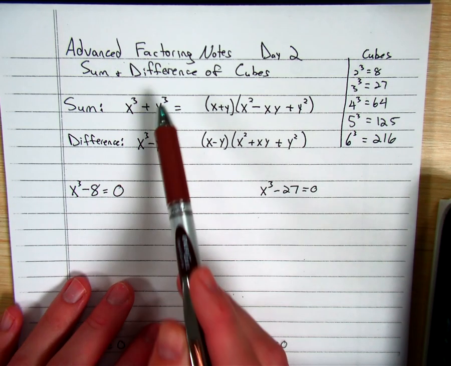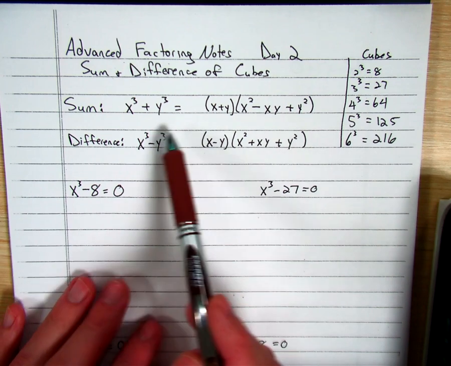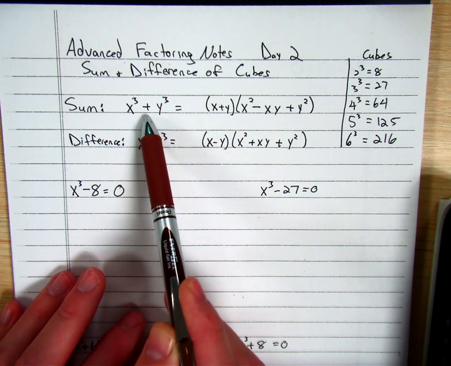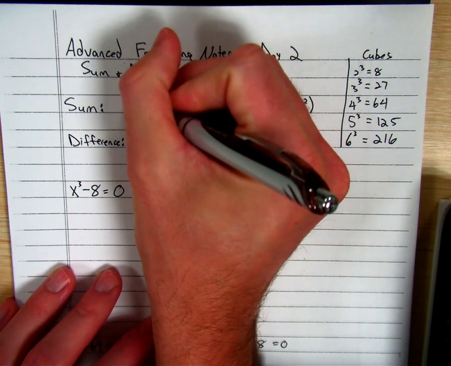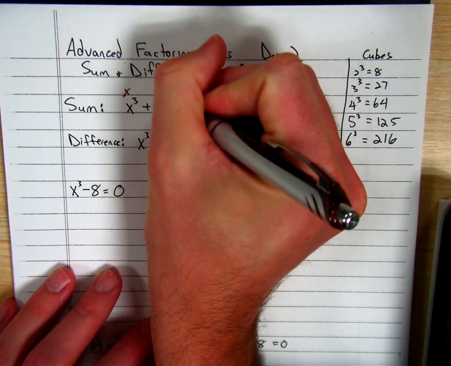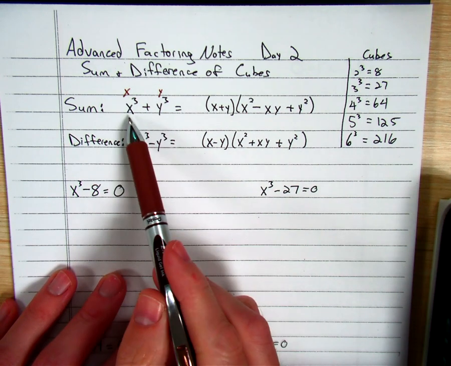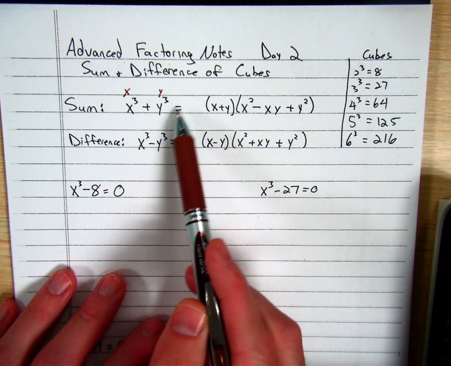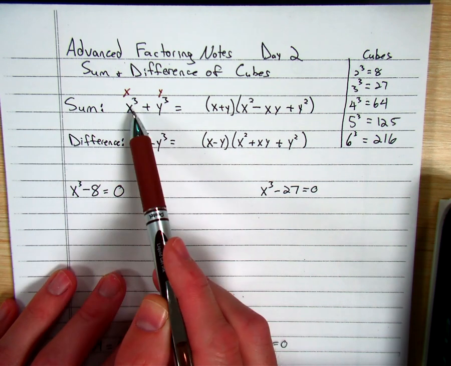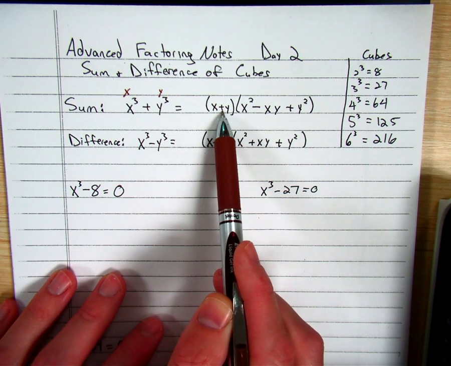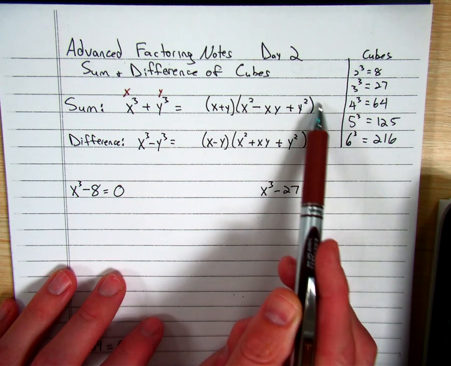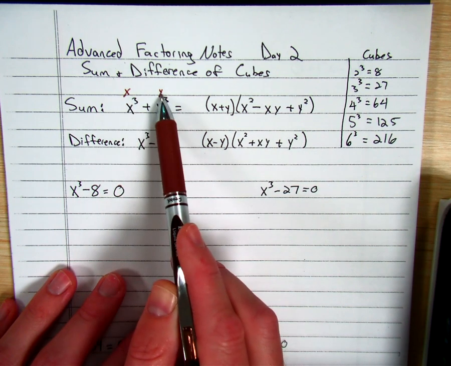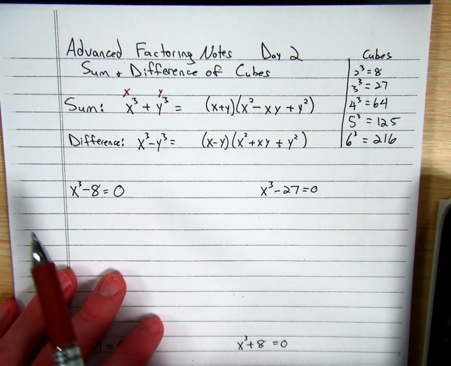So here's our two formulas. They look almost identical. If you have a perfect cube plus another perfect cube, think about what's being cubed. In this case it's x and y. X is being cubed to get x cubed. Y is being cubed to get y cubed. So the first spot, because it's a sum, is going to be x plus y, and then in the second spot we have x squared minus x times y plus y squared.